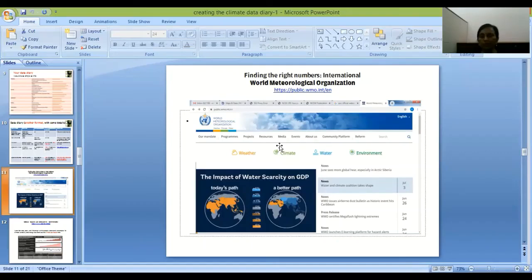So this is the website of the World Meteorological Organization. Anybody working on climate change should definitely make a note of it. And this should be the topmost site to track global numbers on climate change and weather.